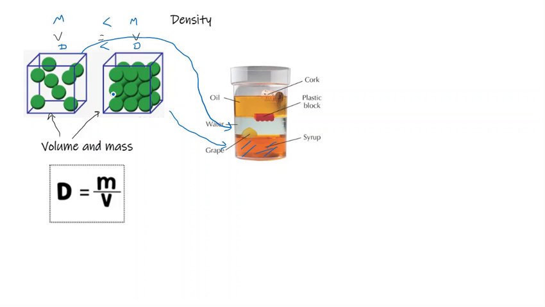So we're looking at these two properties here, mass and volume. Density, which we can measure in grams per cubic centimeter, is equal to mass, which is measured in grams, divided by volume, which is measured in centimeters cubed.